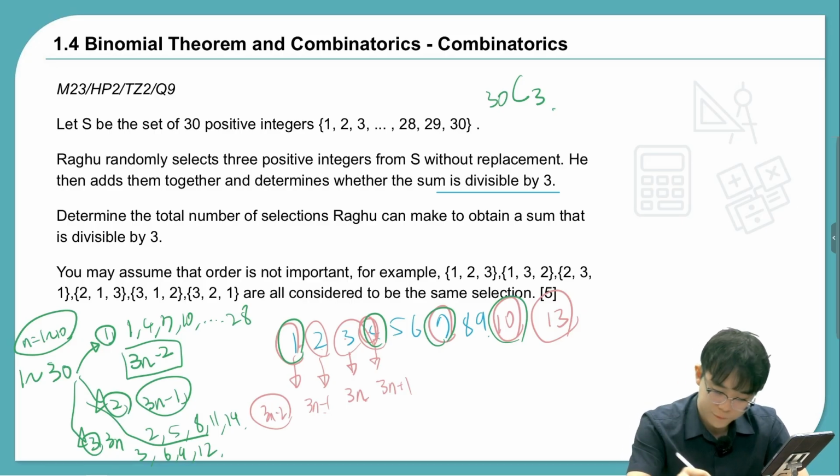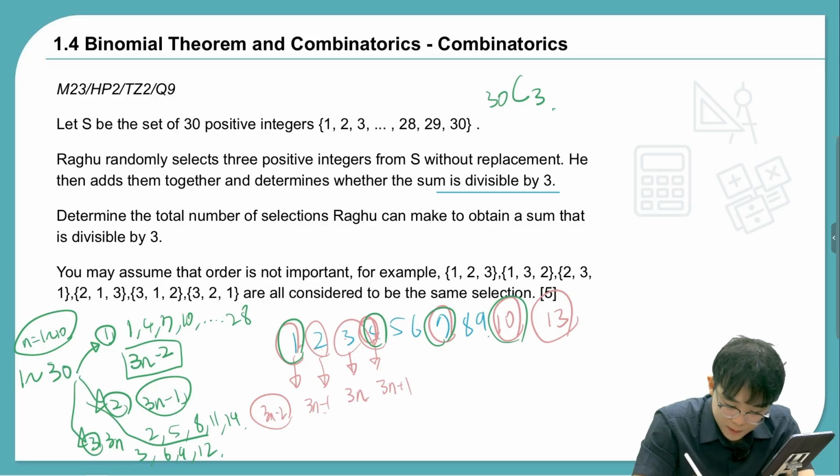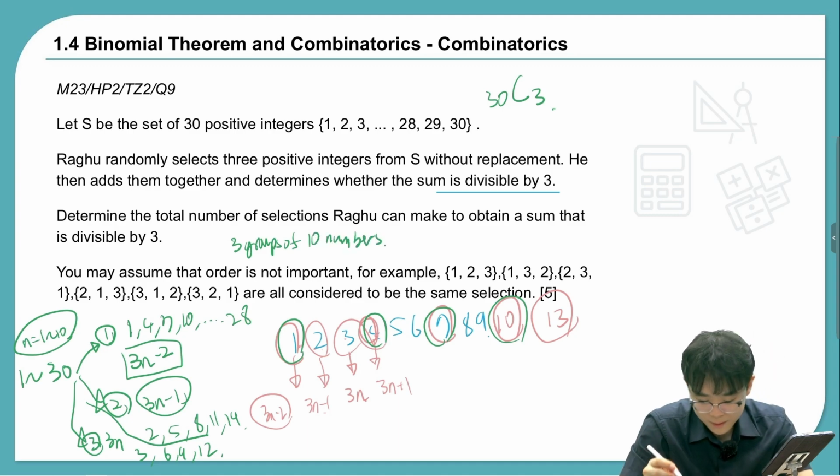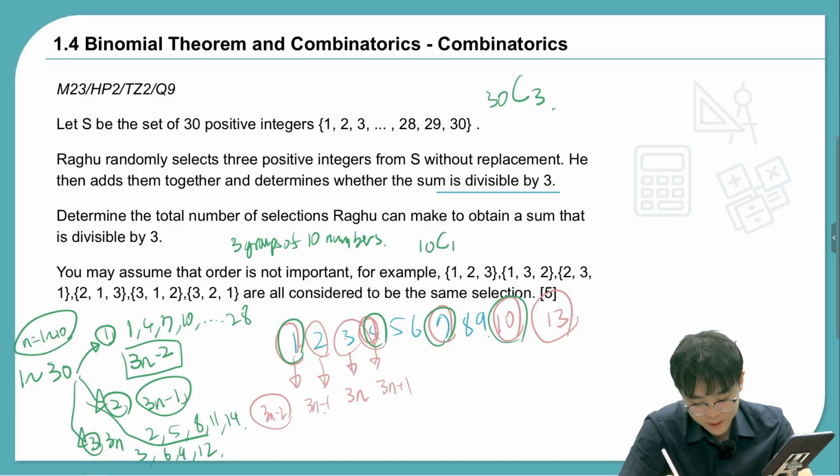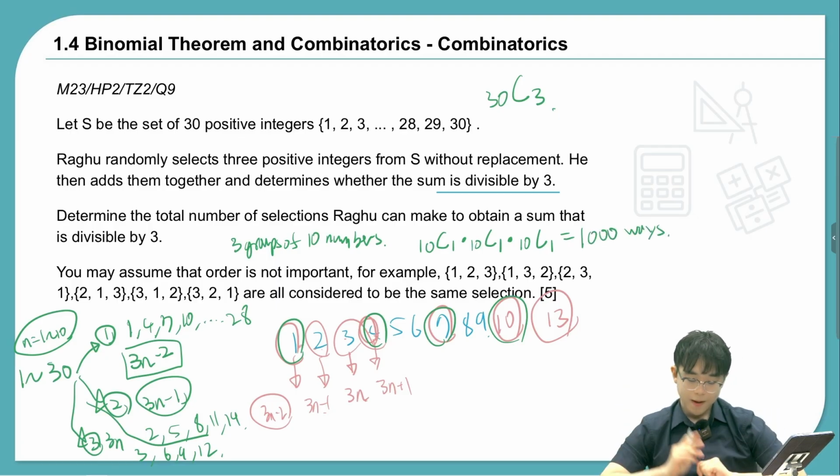So the first case is we have 3 groups of 10 numbers, and we might choose 1 from each group. From the first batch of 10 numbers, we choose 1. From the second batch of 10 numbers, we choose 1. And from the third batch of 10 numbers, we also choose 1. So this would be 10 times 10 times 10, which is 1,000 ways in which this could happen.